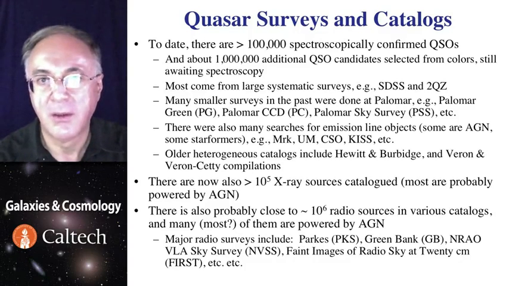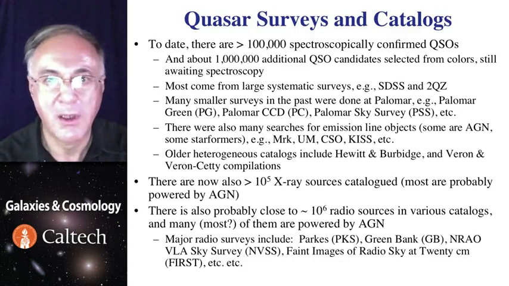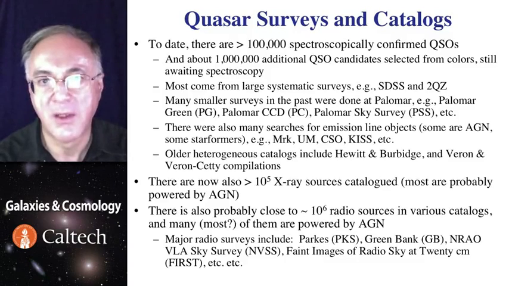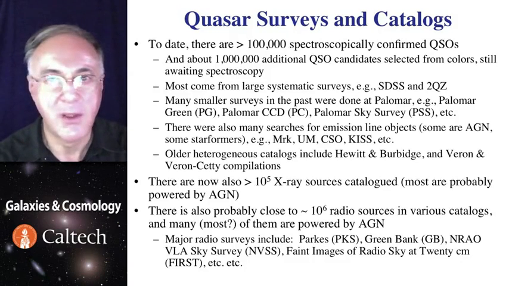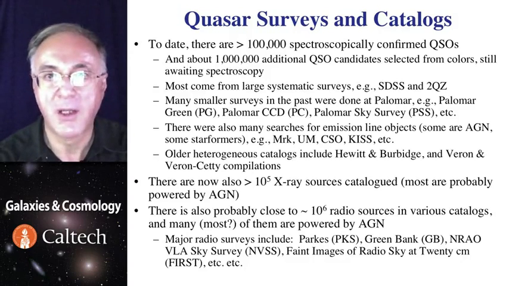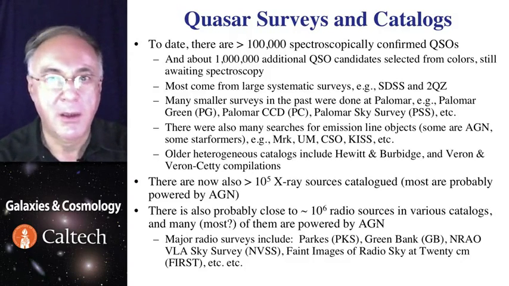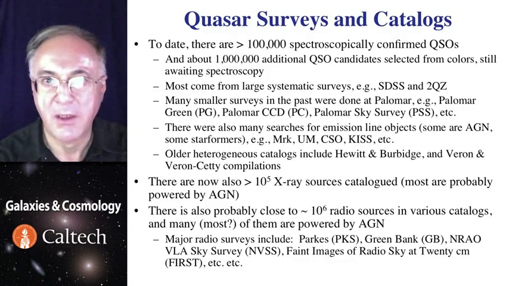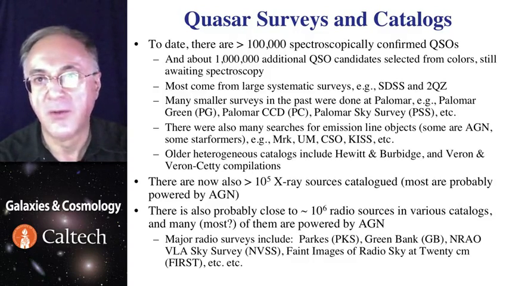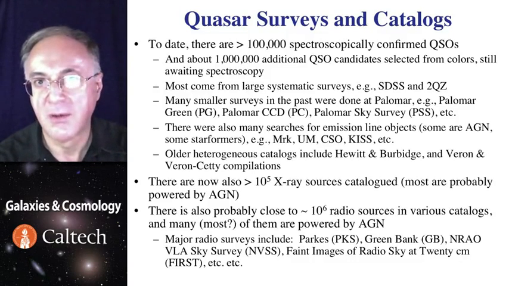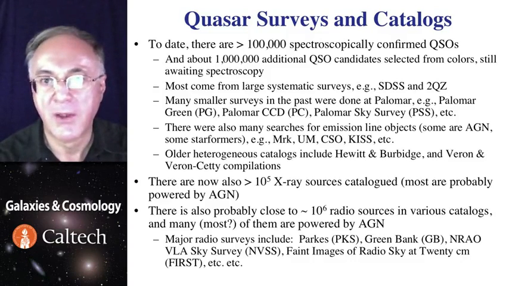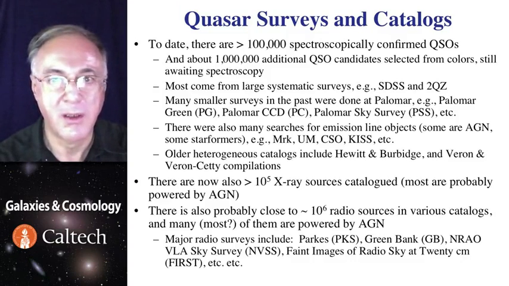The first surveys tended to be done from Palomar Observatory, and they were usually denoted with some acronym like P-something, where P stands for Palomar. For example, PG is for Palomar Green, after the astronomer who did the survey. PC is for Palomar CCD-based survey, PSS for Palomar Sky Survey, and so on. Many other observatories have participated in this enterprise, notably University of Michigan and Case Western Reserve University, which have done extensive surveys for emission line objects, as well as Byurakan Observatory in Armenia.